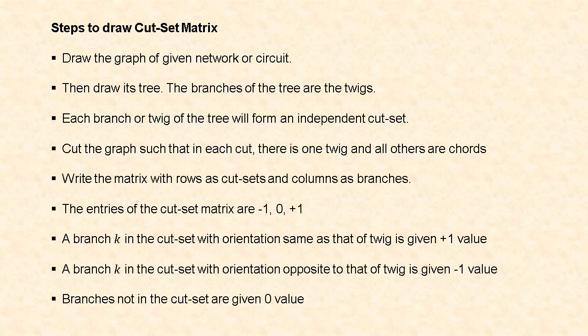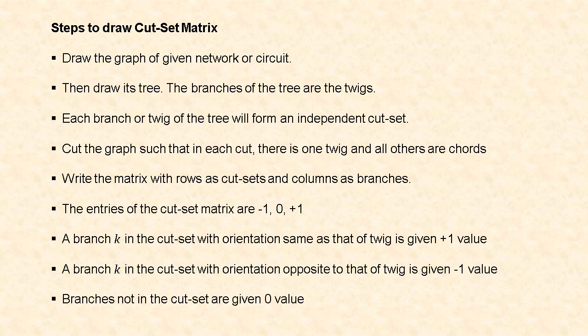Next, steps to draw the cut-set matrix. First, we have to draw the graph of the given electrical circuit or network. Then we have to draw its tree. The branches of this tree are called twigs. Each branch or twig of the tree will form an independent cut set. Next, cut the graph such that in each cut there is one twig and all others are chords or links.